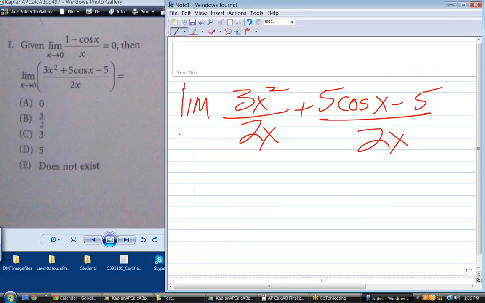Okay, and they want the limit of this as x goes to 0. Well, what's the limit of that as x goes to 0? Think of it as the numerator is outpacing the denominator. But you could also factor that. In other words, simplify this. What do you get? 3x over 2. Right.